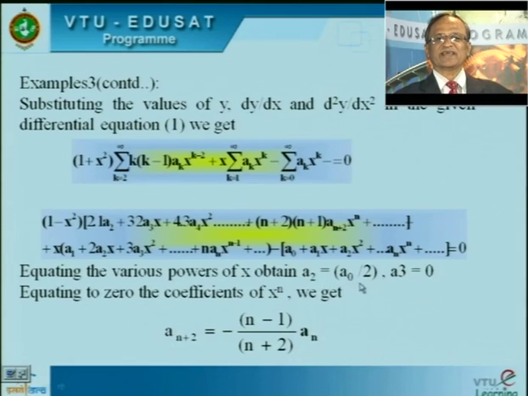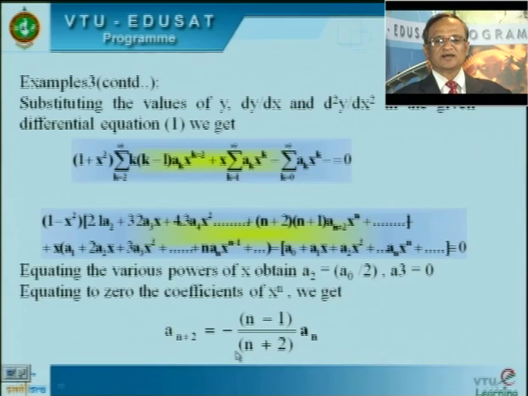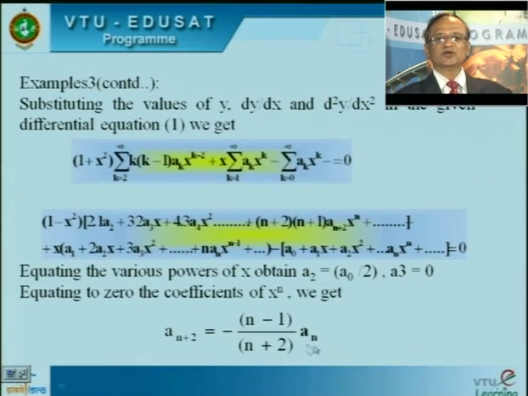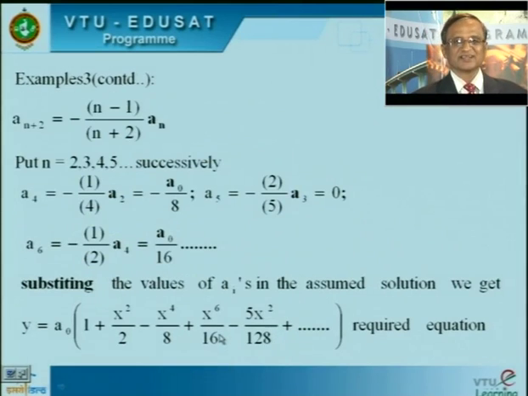a2 is equal to a0 by 2 and a3 is equal to 0, equating to 0 the coefficient of x to the power n, as I have mentioned in the previous examples, right? You can obtain the recurrence relation. What is the recurrence relation? You will get a suffix n plus 2 is equal to minus (n minus 1) divided by (n plus 2) into an, right?